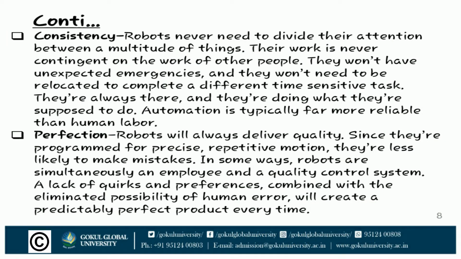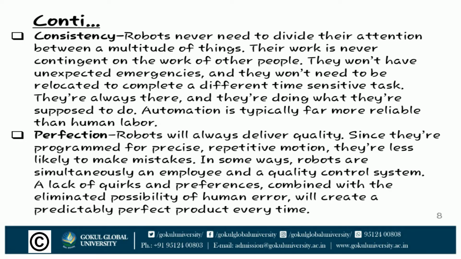Next, consistency. Robots never need to divide their attention between a multitude of things. Their work is never contingent on the work of other people. They won't have unexpected emergencies and they won't need to be relocated to complete a different time sensitive task. They are always there and they are doing what they are supposed to do. Automation is typically far more reliable than human labor.